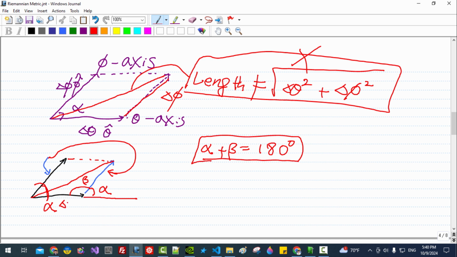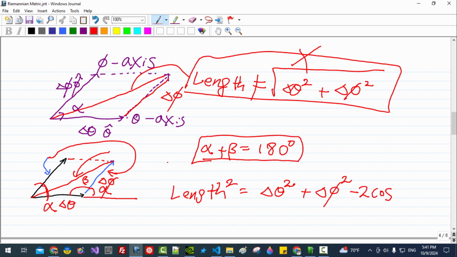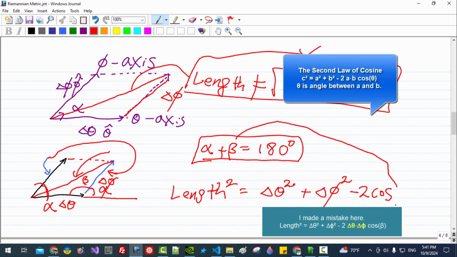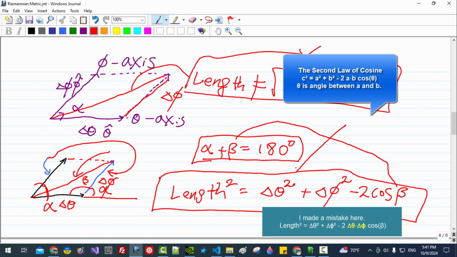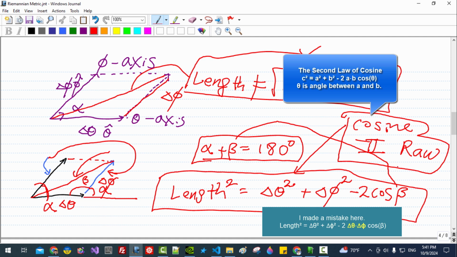This is delta theta. This length is delta phi. This length can be computed. Length square equals delta theta square plus delta phi square minus 2 cosine beta. This theorem is called the cosine law. Okay, this is called the cosine law.